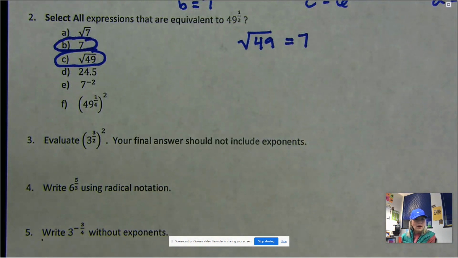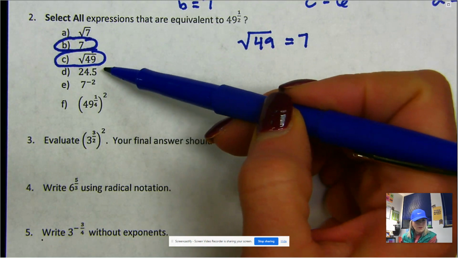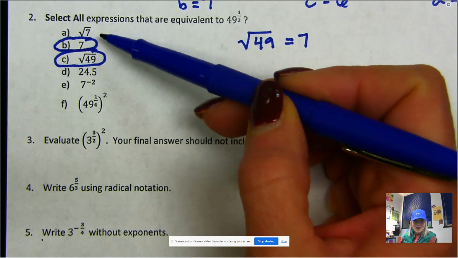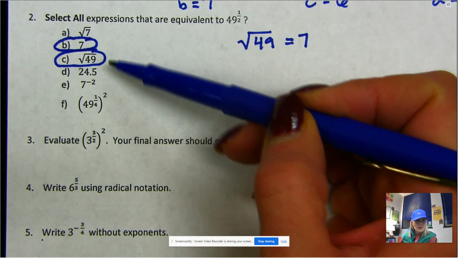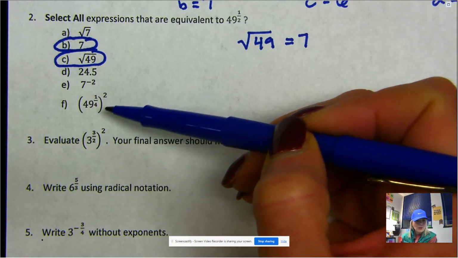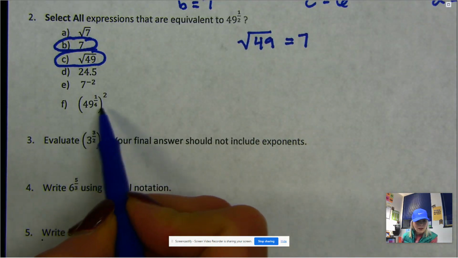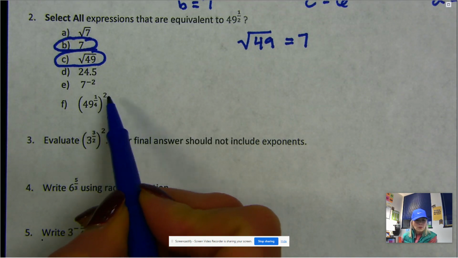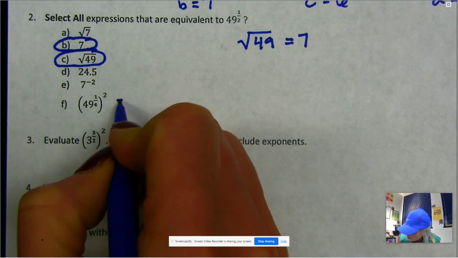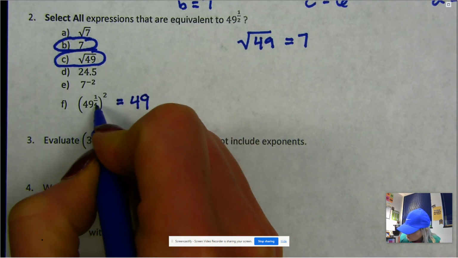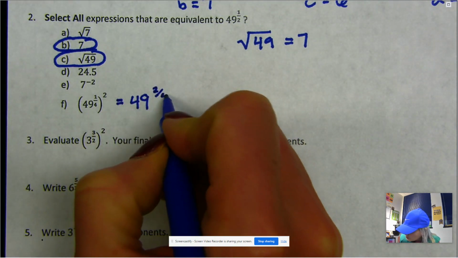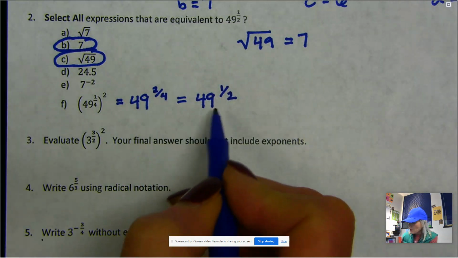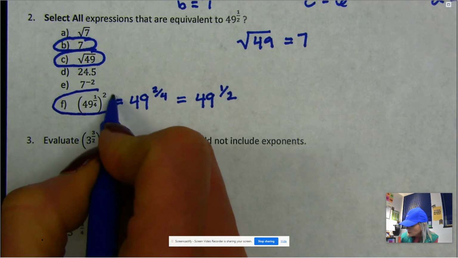So then I'm kind of thinking about, could that be equal to 7? No. Could that be equal to 7? No. The square root of 7 and 7 are not the same thing. So far, just those two. And then if we look at this last one here, we want to go ahead and simplify that a little bit. When you raise a power to a power, you multiply the exponents. So this is equal to 49. And then 1/4 times 2 is 2/4, which is the same thing as 1/2. All right, so then this is going to be another one to select.